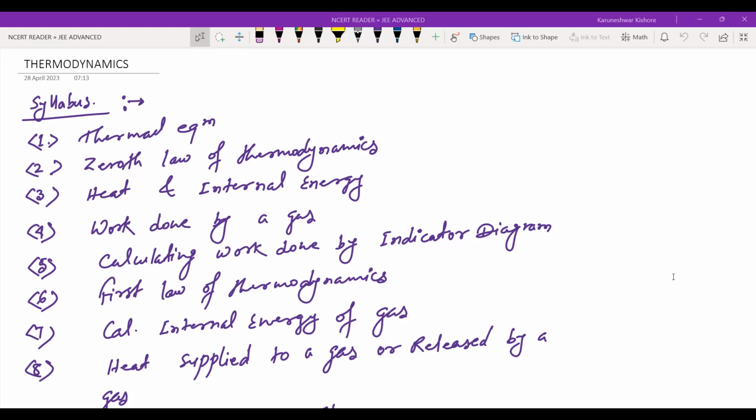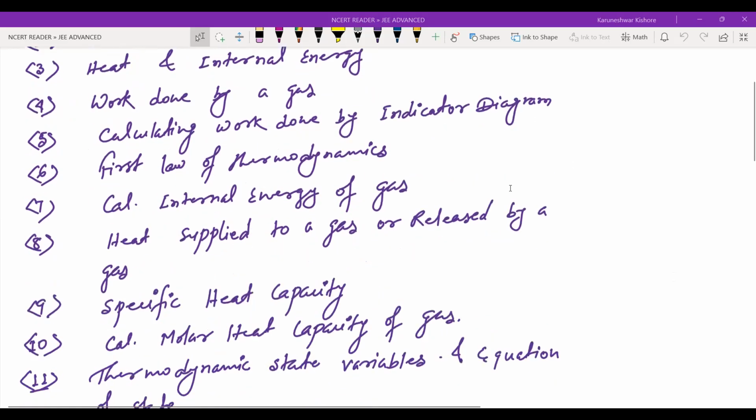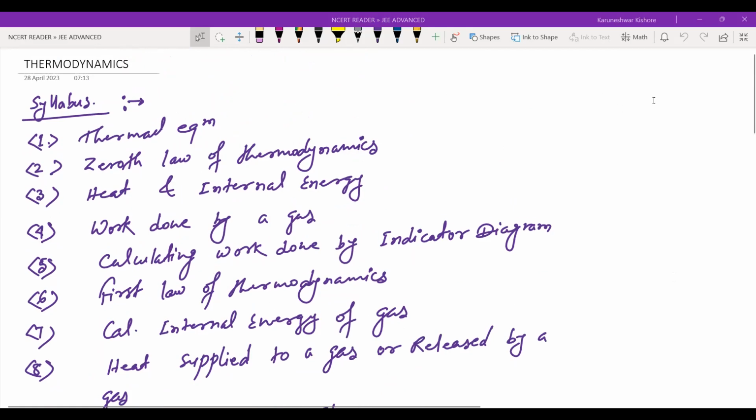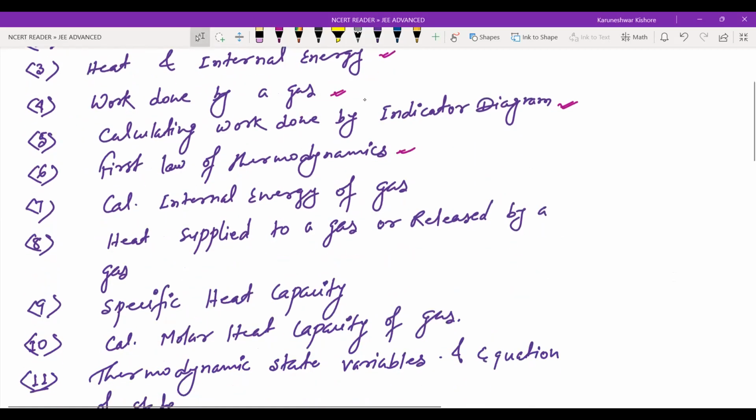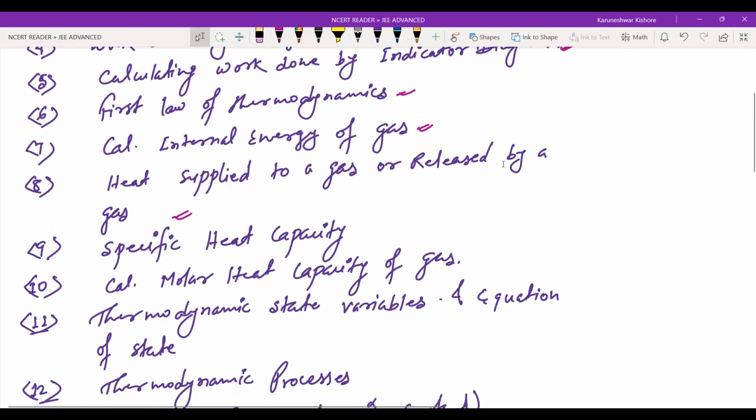We will collect almost 10 best questions which are asked in JEE Advanced from this chapter. तो सबसे पहले आप इसमें syllabus को देखिए, which you have to go for, and quick revision: thermal equilibrium point. Then you have zeroth law of thermodynamics, heat and internal energy, work done by the gases, calculation of the work done by the indicator diagram. Then you have first law of thermodynamics. Then you have calculation of energy of the gases. Then you have heat supplied to a gas or released by a gas, how heat is getting supplied or released.